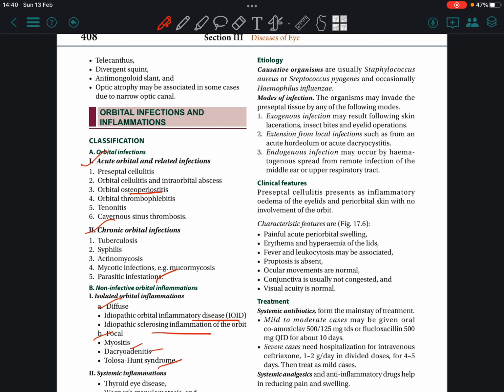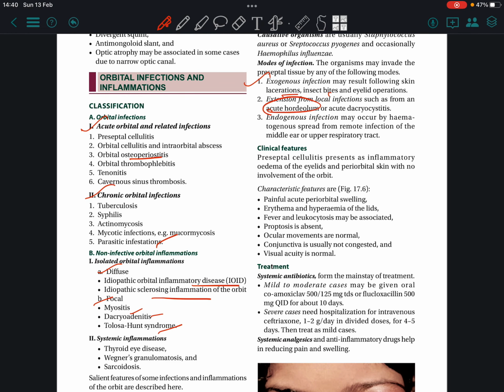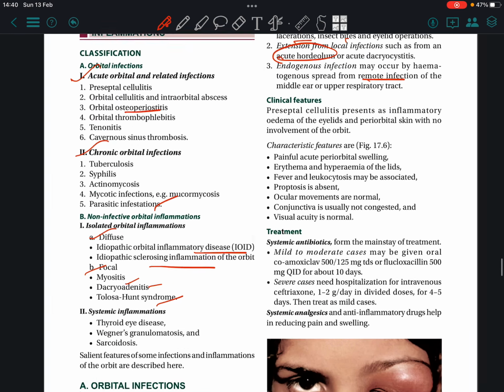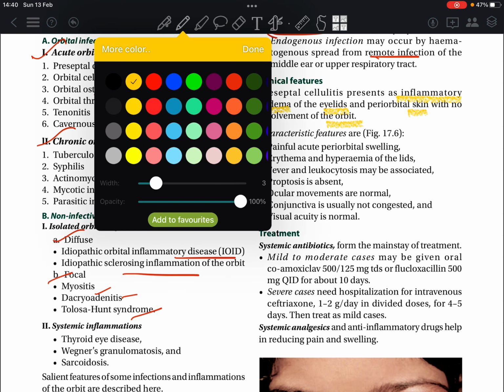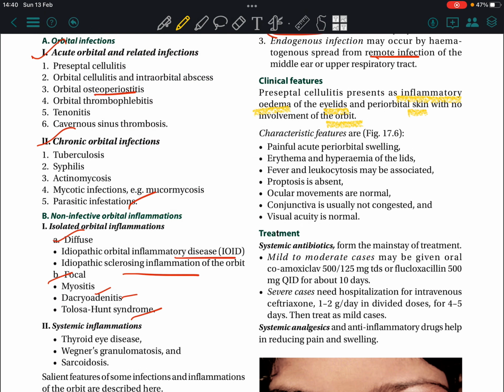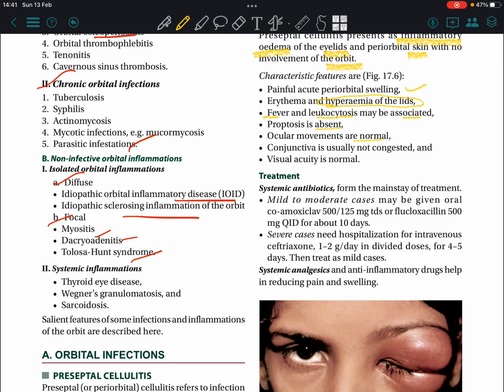Etiology: Staphylococcus. Modes of exogenous infection may result from skin lacerations, insect bites, extension from local infections such as acute hordeolum. Endogenous infection may occur by hematogenous spread from remote infection. Clinical features: inflammatory edema of eyelids and periorbital skin with no involvement of the orbit. Characteristic features are painful acute periorbital swelling, erythema, hyperemia of lids; fever and leukocytosis may be associated. Proptosis is absent, ocular movements are normal. Conjunctiva is usually not congested.